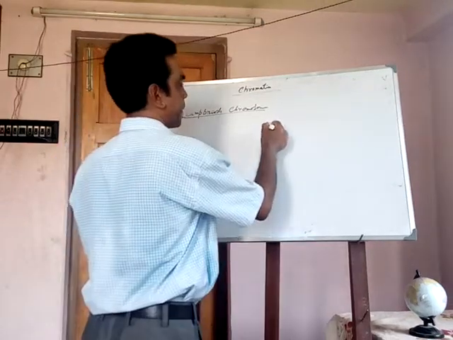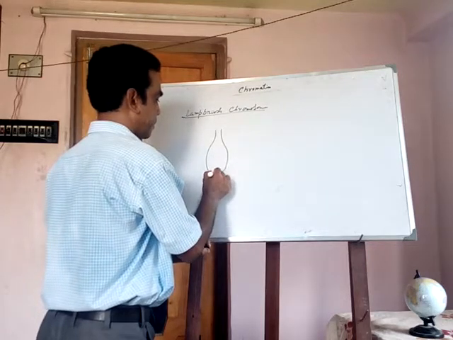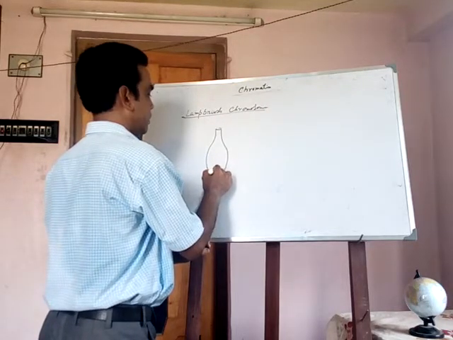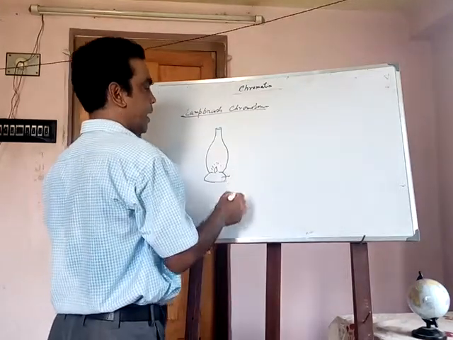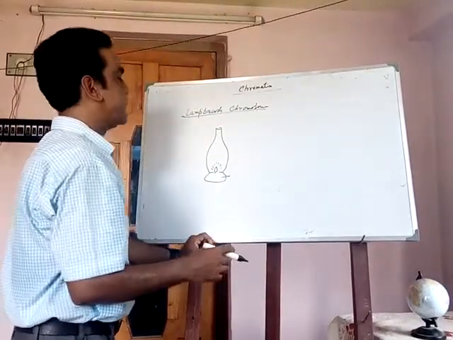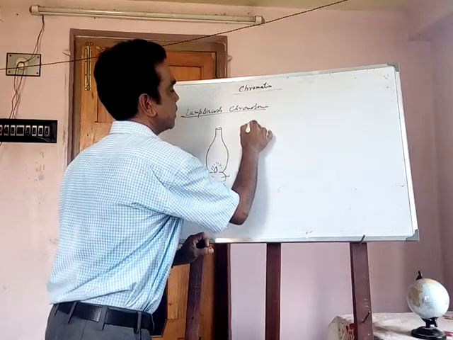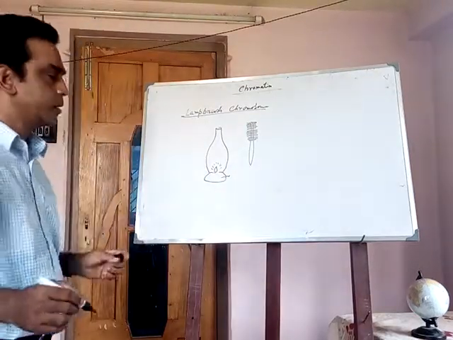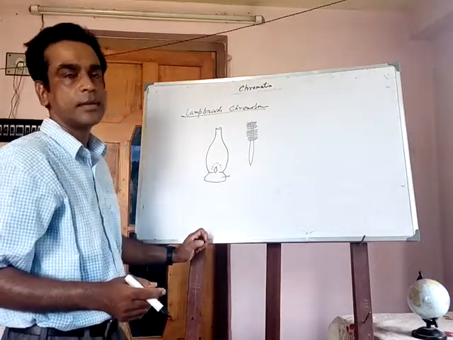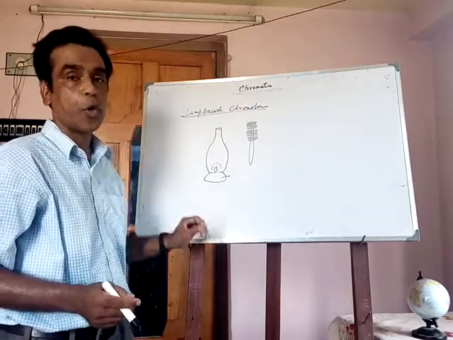Lampbrush chromosomes are like a lamp, and when it gets dark from the consumption of carbon, it is replaced by a brush. The structure of the chromosome is similar to this type of brush. It is called lampbrush chromosome. It is found only in the oocyte of frog, and the primary oocyte of frog, fish, birds, etc.